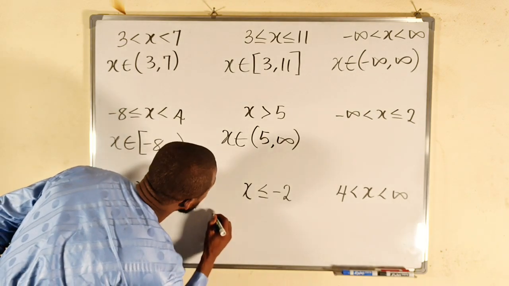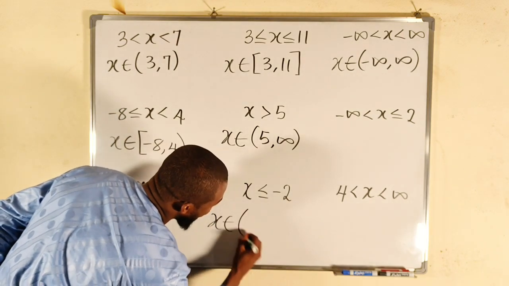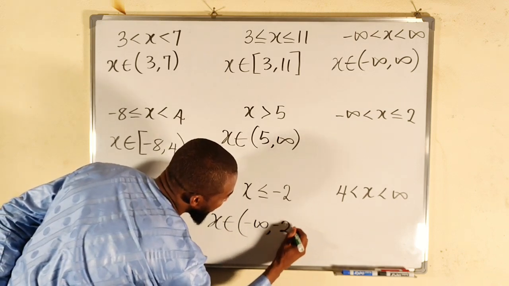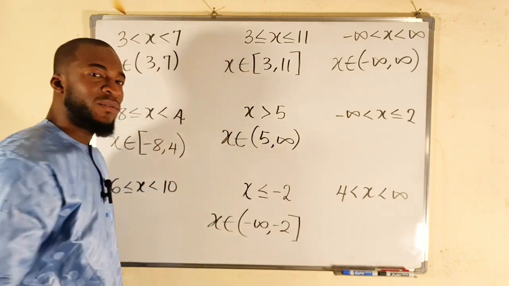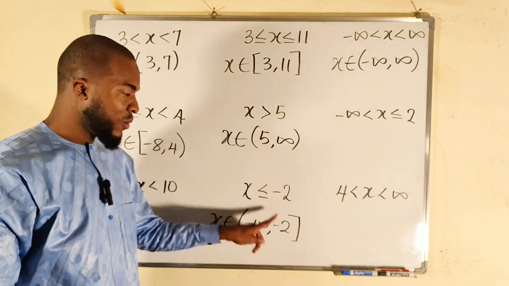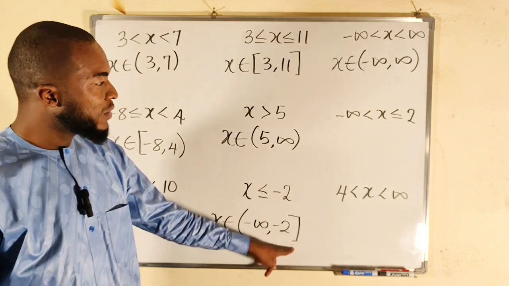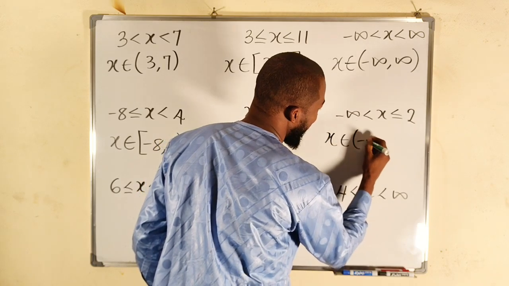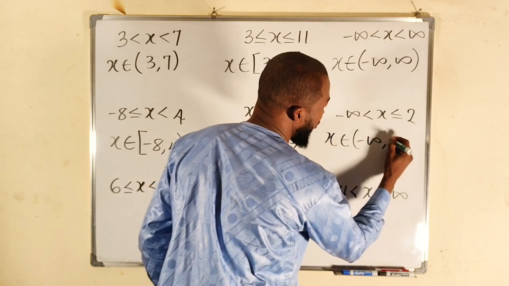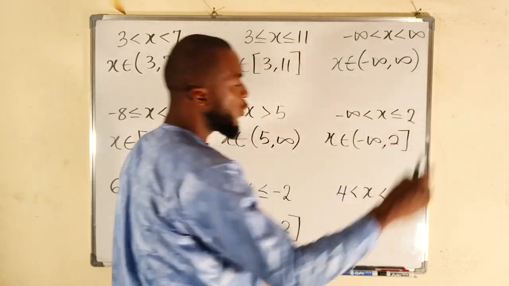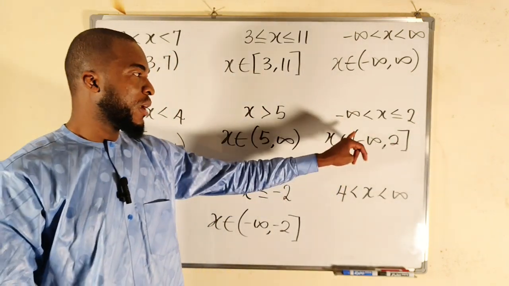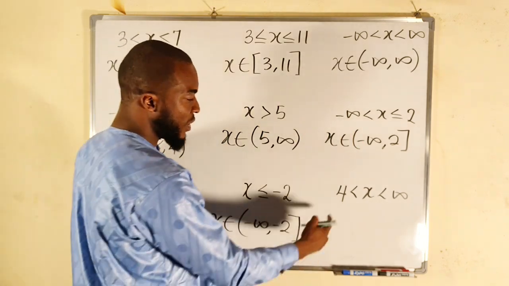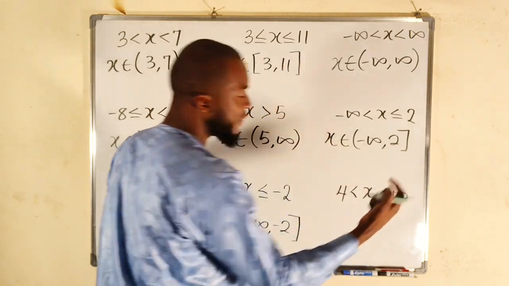So to the left hand side, we have values from negative infinity down to negative 2, but including negative 2 because we have the or equal to. So we use a square bracket for that. We have another one here which reads x belongs to the set of values from negative infinity down to positive 2, including positive 2. But remember, I told you when you have infinity, you have to use parentheses. And the last ones here, we have a value from 4 down to infinity.